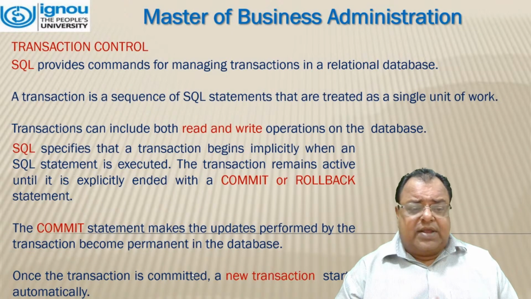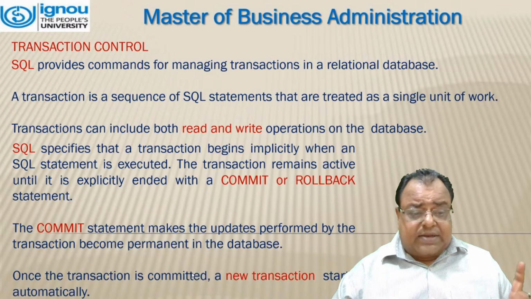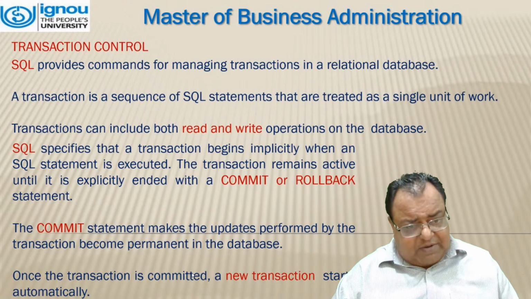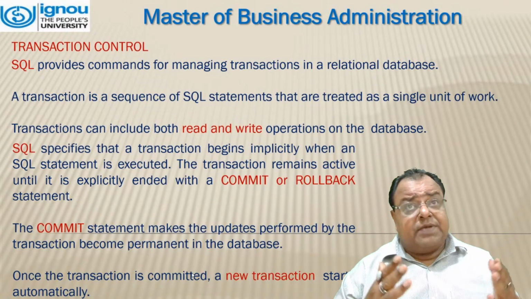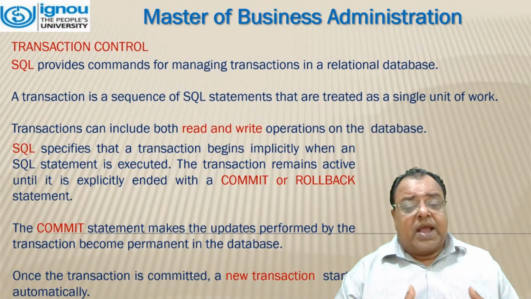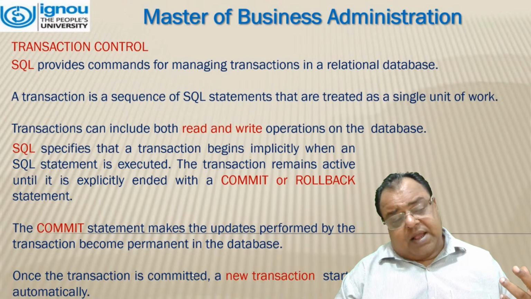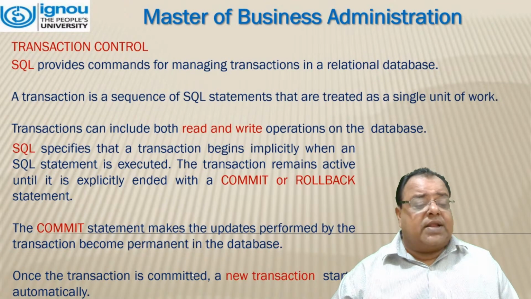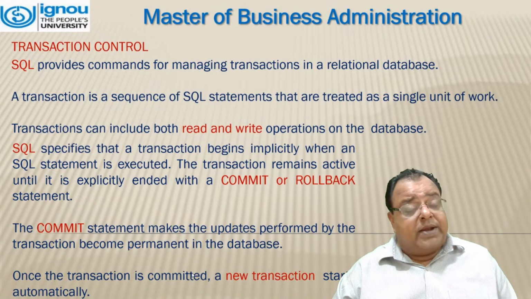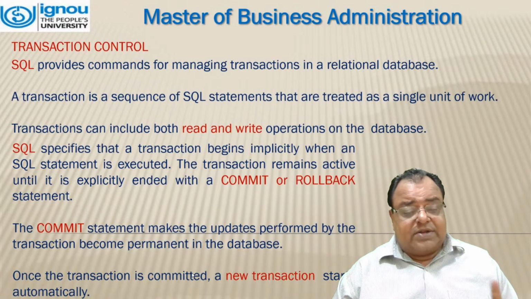SQL specifies that a transaction begins implicitly when an SQL statement is executed. The transaction remains active until it is explicitly ended with a commit or rollback statement. The commit statement makes the updates performed by the transaction permanent in the database. Once the transaction is committed, a new transaction starts automatically.